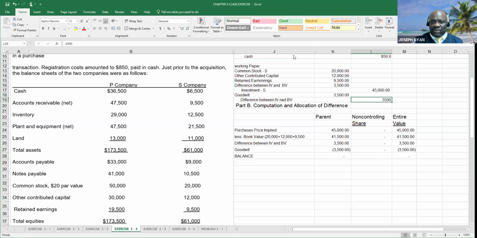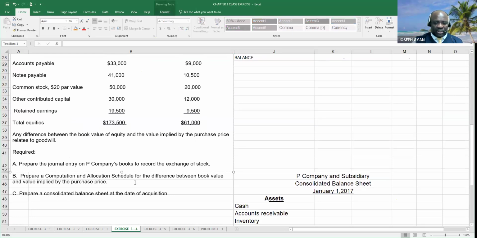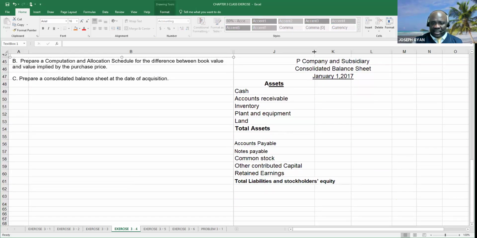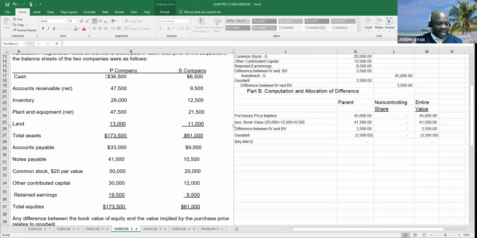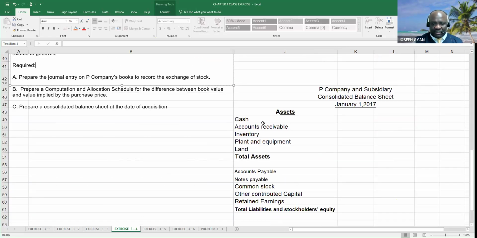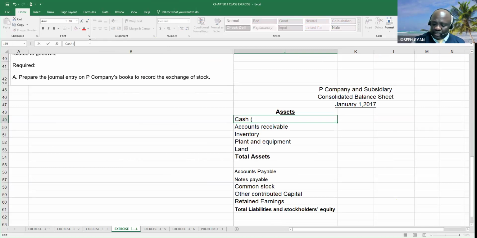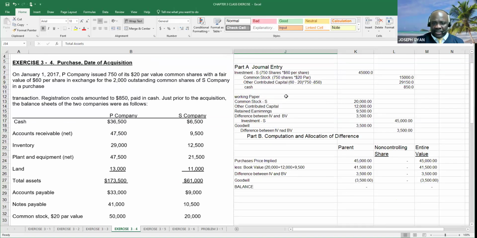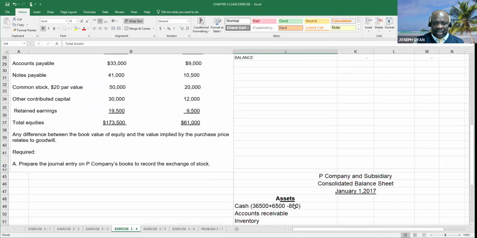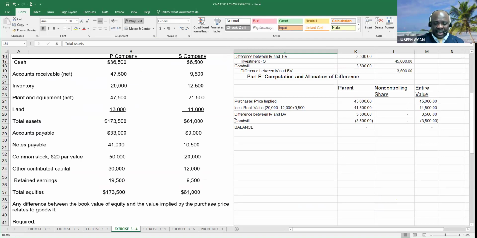Now we can prepare the B parts. Once we finish this one, we did the B already. C said we should prepare the consolidated. So now let's prepare the consolidated and see what happens. We know they have the cash, right? So the cash is going to be 36,500 plus 6,500 minus the 850 cash that they paid. Then we have accounts receivable, 47,500 plus 9,500.